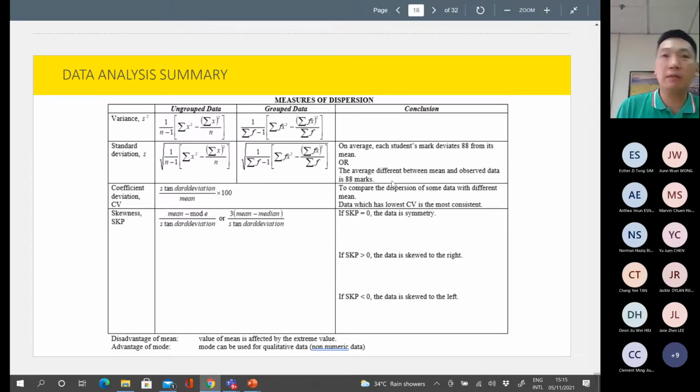Okay, let's stop for a while. Any question on standard deviation? So bear in mind, you have to square root the whole result. Don't get excited. You have to square root the whole result in order to get the standard deviation.